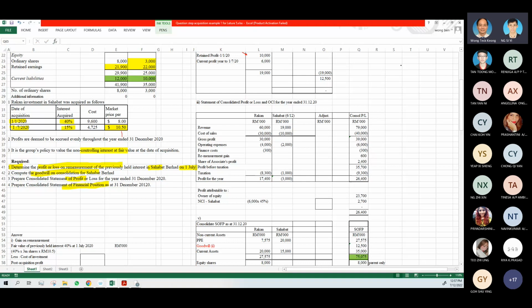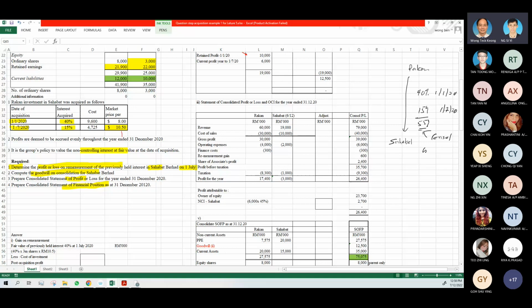Okay, so Rakan, the right chart here. Rakan acquire Sabat. So initially bought 40% on 1st January 20. So you need to do equity accounting from 1st January 20 until he bought another 15% on 1st July 20. So you have 55%. So then you do consol now.